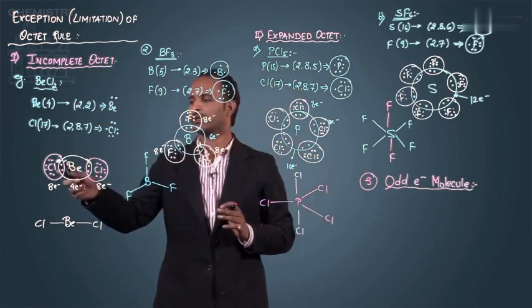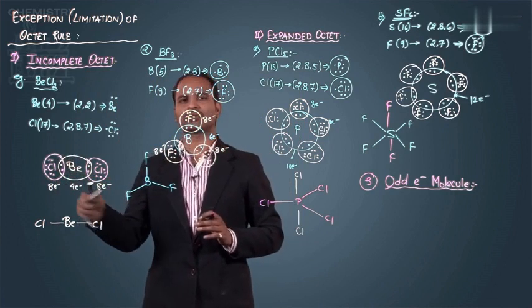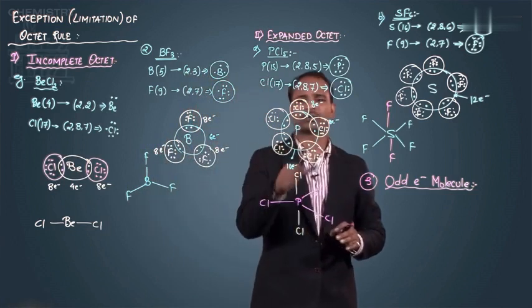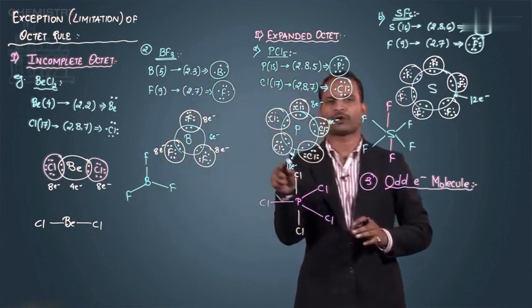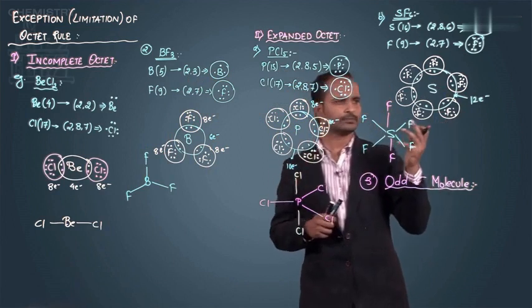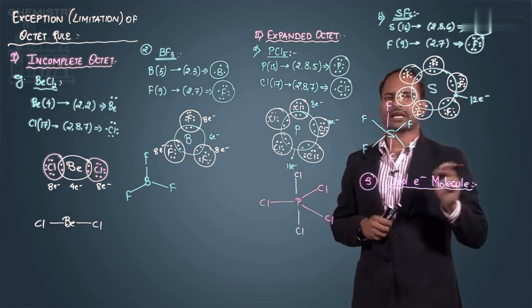For example, here you can count each chlorine has 6, this chlorine 6, sorry, 8, that is a total of 16 electrons. Similarly here, 24 electrons if you count. Here the total number of electrons, if you count, is going to be 40. Here the total electrons, if you count, it is going to be 48.